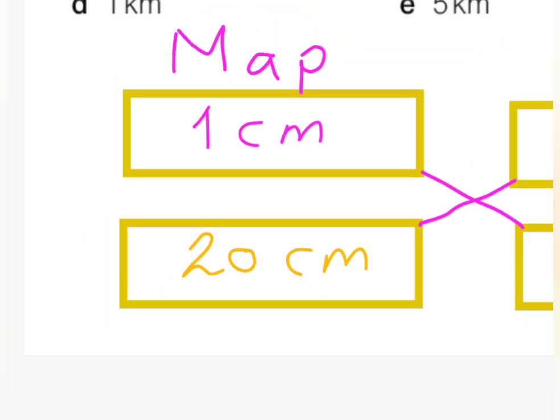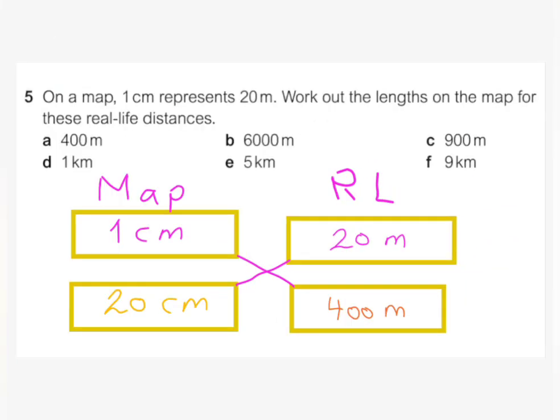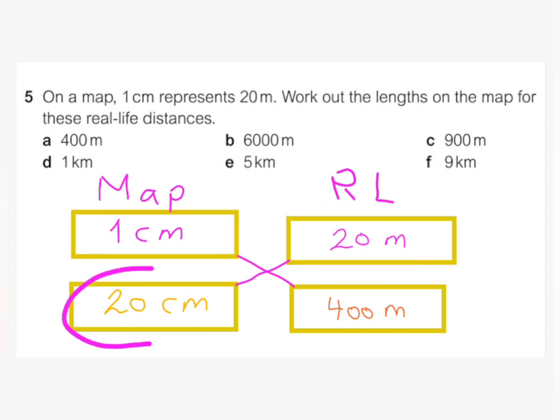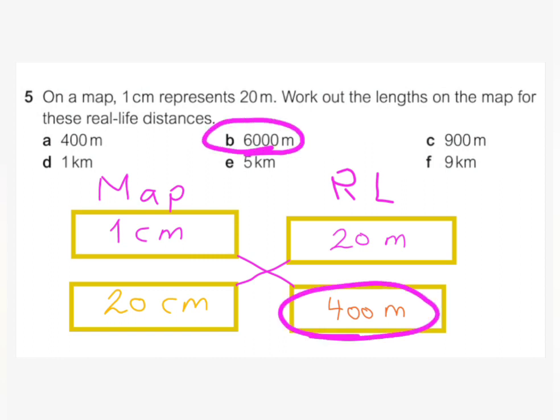centimeters. So if 1 centimeter on the map represents 20 meters in real life, then 20 centimeters on the map will represent 400 meters in real life. Now, this is how you answer a question like this. Now, for B and C, it's the same. You just take the number and put it here, multiply by 1, and then divide by 20, and you'll get the answer here. Same idea for A, B, and C.